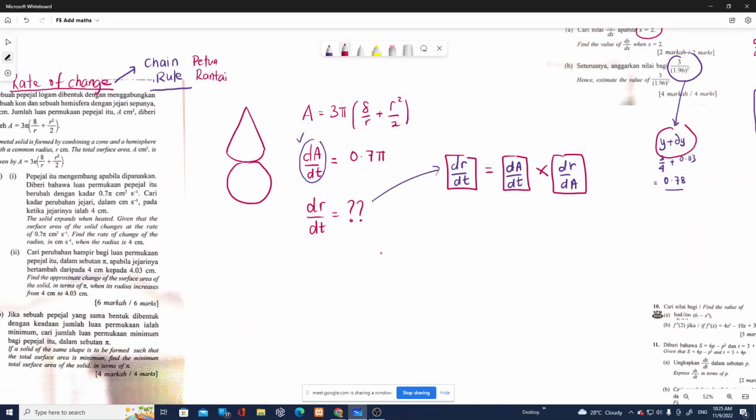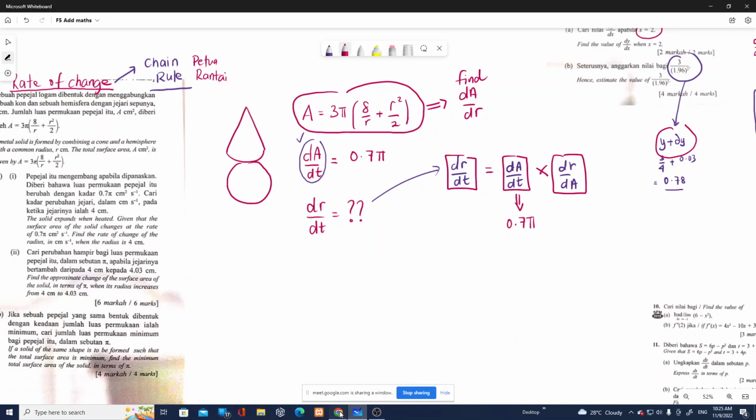Okay, so now the next thing is, what do you need to do? You see, dA over dt, you know the value. This one you can substitute with 0.7 pi, correct? Correct. But dr over dA, okay, you need to differentiate this. You need to find dA over dr first. Understand?